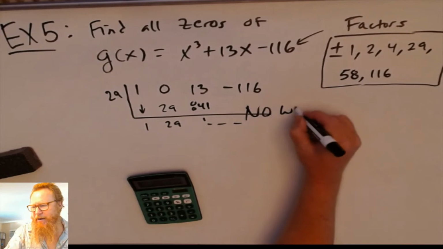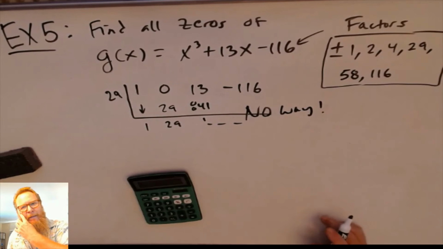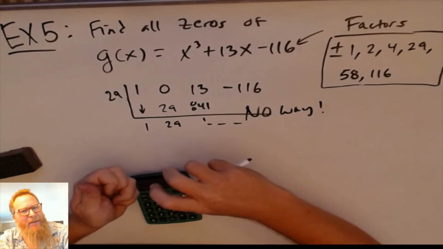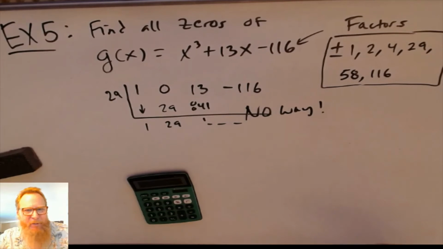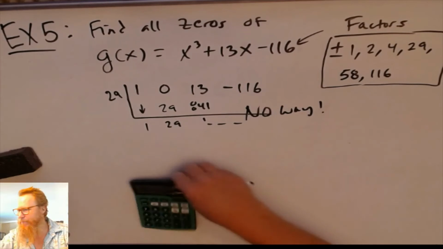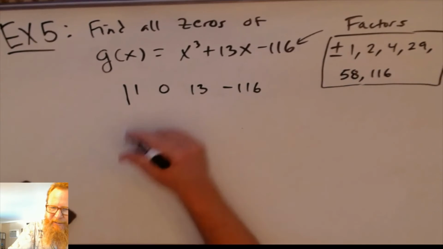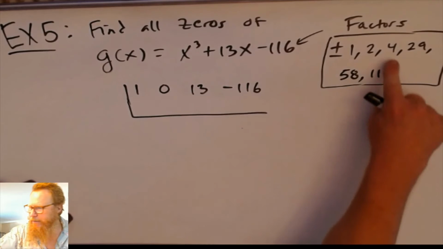No way. Yeah. Once you blow up to a big number, the chances of it shrinking back down to 0 in 2 steps are just so small. It's not going to happen. So, sorry, 29. You're not happening today. Let's try 4.